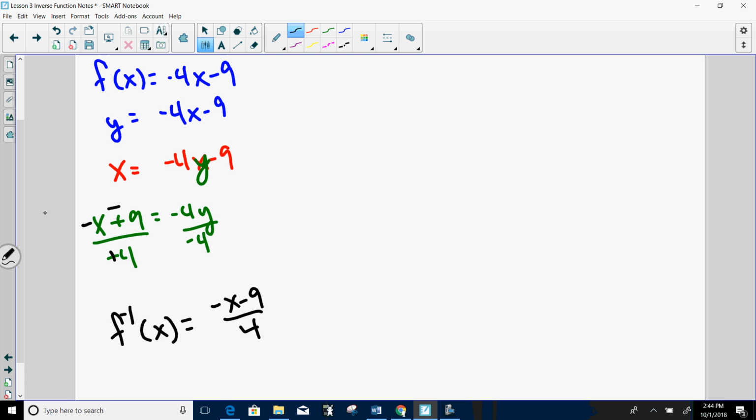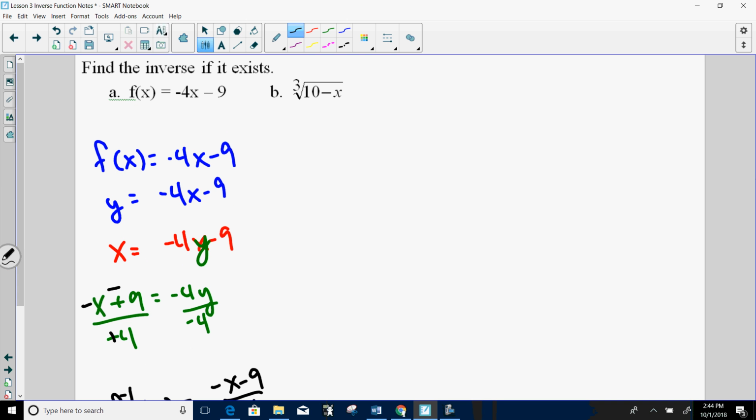And that's the inverse. Okay? So now we're going to do the same thing with this one. So it's going to be y equals the cube root of 10 minus x. Now I forgot to put function notation in there. It's actually g of x or f of x or whatever you want to call it. Switch the function notation with y.